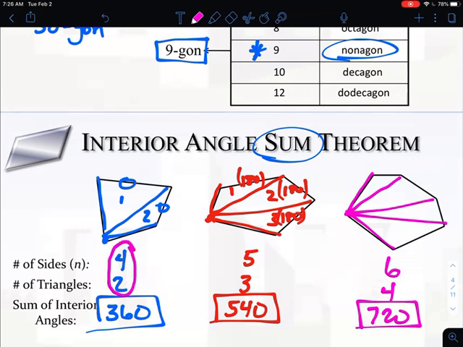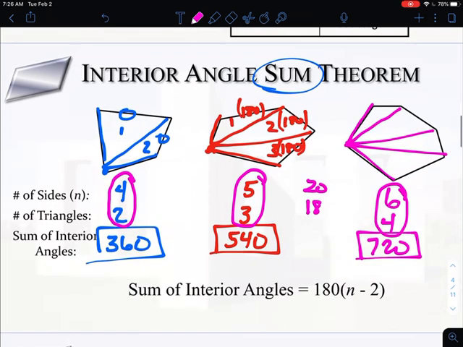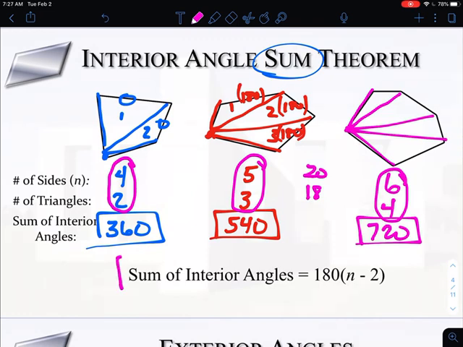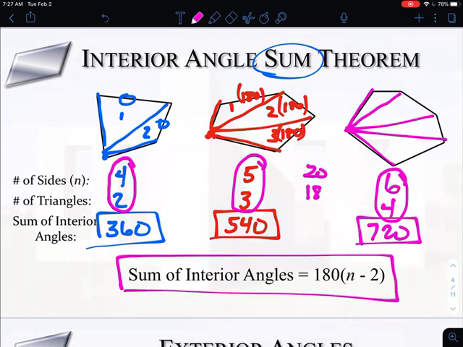If you notice the pattern here, I had 4 sides, which created 2 triangles. I had 5 sides, and I created 3 triangles. I had 6 sides, and I created 4 triangles. So the number of triangles was always 2 less than the number of sides. If I had a 20-sided object, I'm going to be able to create 18 triangles. Each of those 18 triangles has to add up to 180, so I would take 18 times 180 to get the total sum. And so that's the formula we need to know right now.